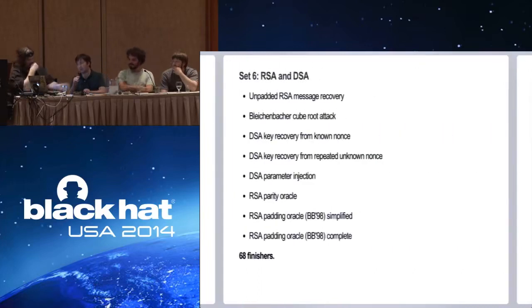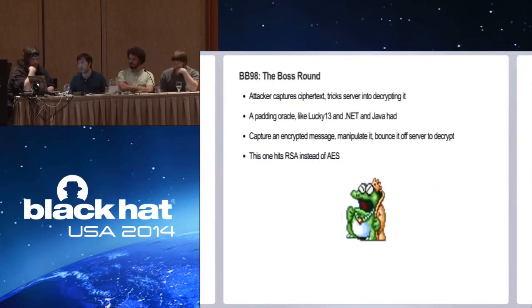Okay, and so in set 6, the continuation of public key stuff, we have some DSA, and then finally culminating in the RSA padding oracle. This is Daniel Bleichenbacher's 1998 attack on SSL. So this is a pretty cool attack, and still mostly under the radar, but it's something you can actually find in application level cryptography.